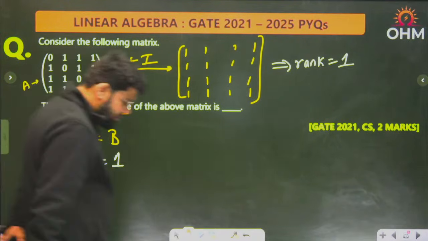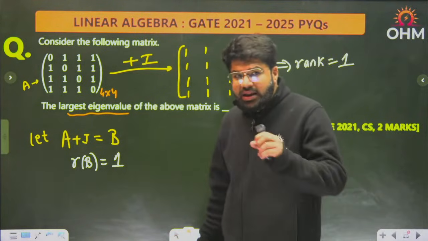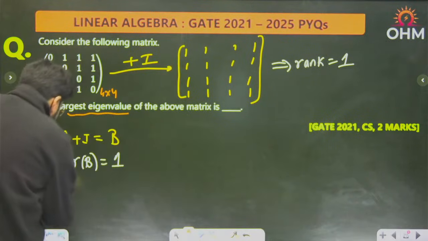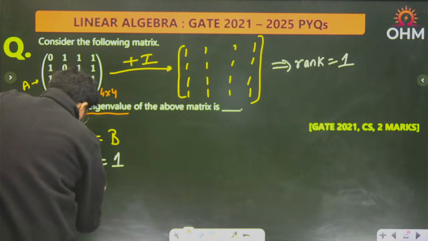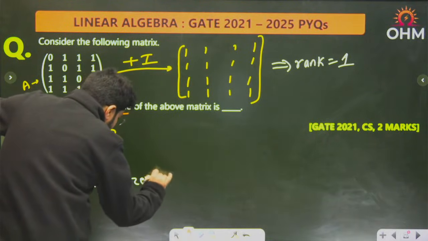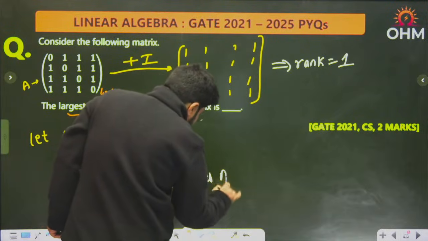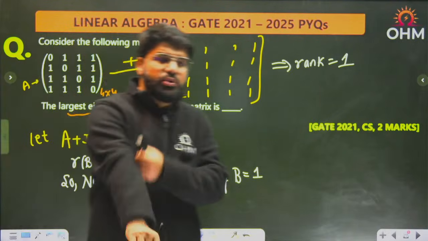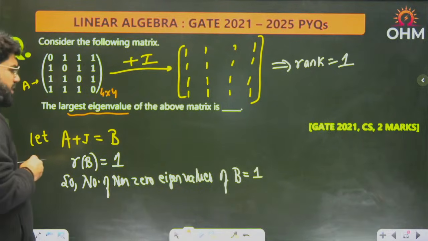Now, one property where I told you the relation between rank and eigenvalue: rank is the number of non-zero eigenvalues. In the property list I have shown you, rank is the number of non-zero eigenvalues. So the number of non-zero eigenvalues of B will be 1.